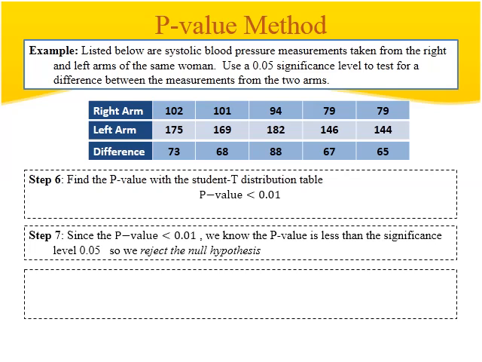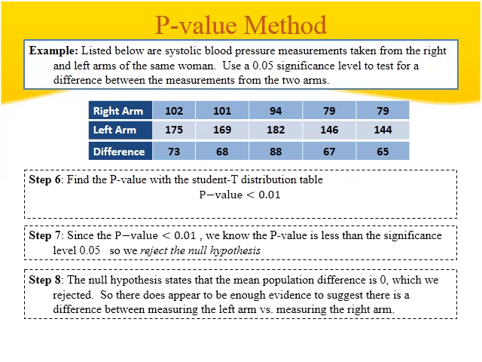Since that is less than the significance level of 0.05, we can reject the null hypothesis. Since the null hypothesis was that the mean population difference was 0, which we rejected, there does not appear to be enough evidence to suggest there is a difference between measuring the left arm versus measuring the right arm.